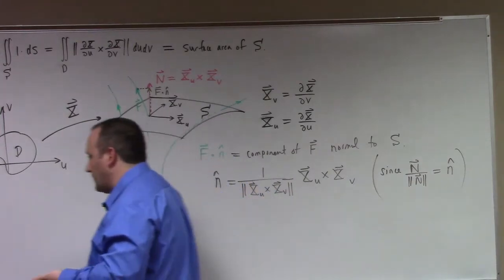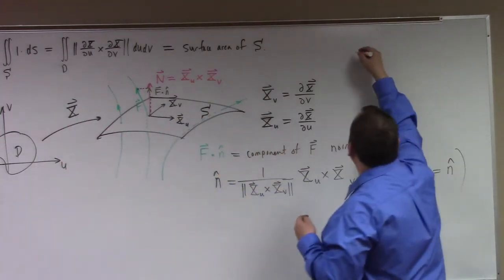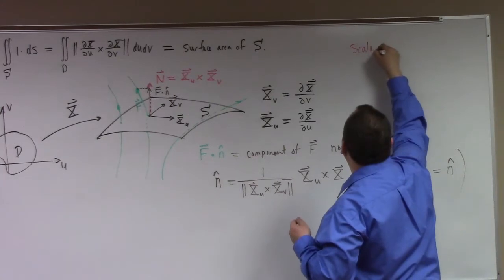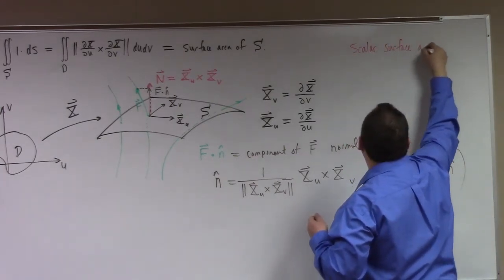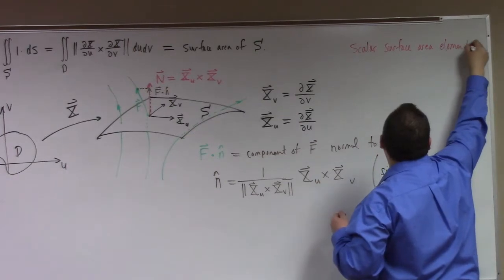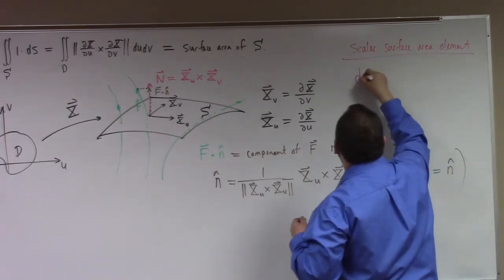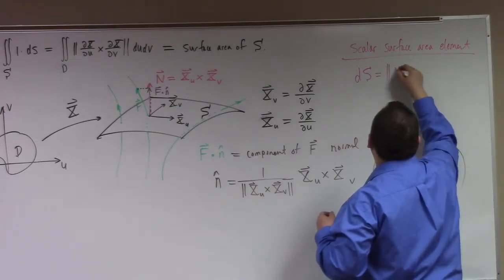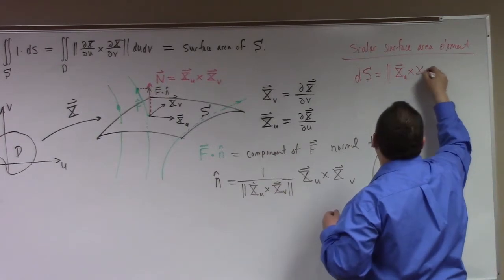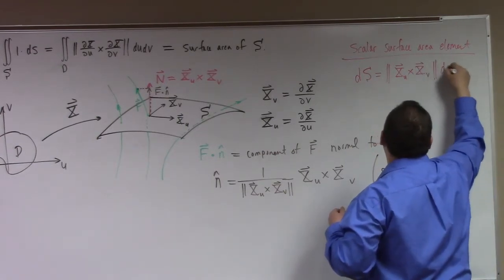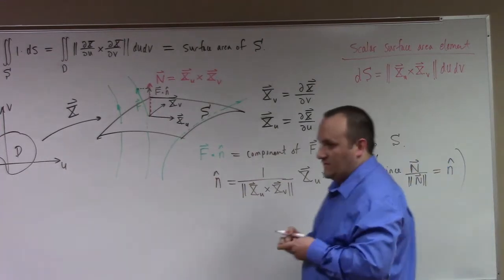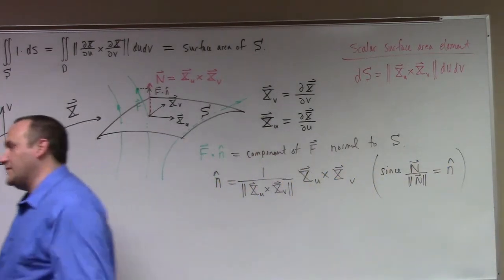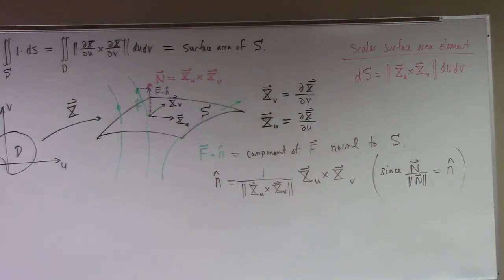Here are some standalone formulas, guys. This is the so-called scalar surface area element. This is dS, and that's equal to the length of x_u cross x_v du dv. This is the scalar surface area element. See what I'm saying? I'm giving a name to this stuff right here. I'm calling this dS without the vector.